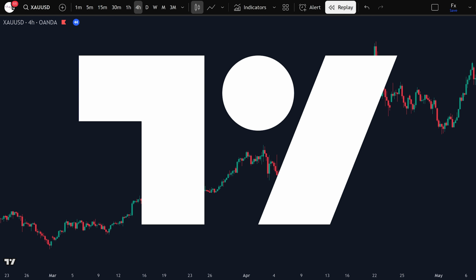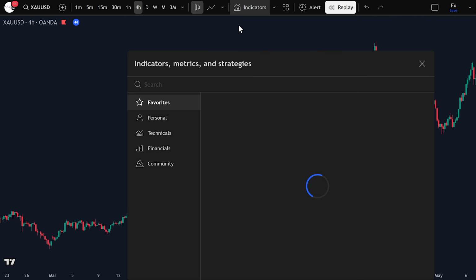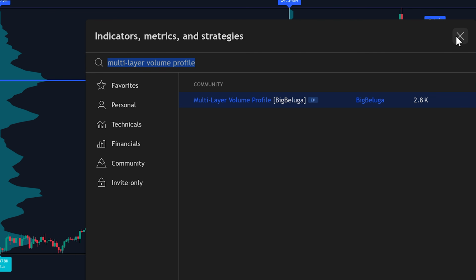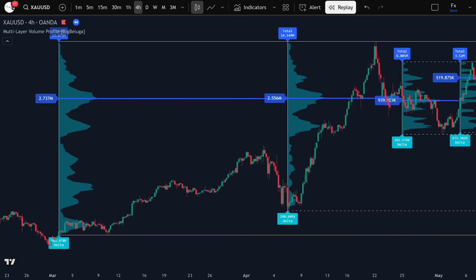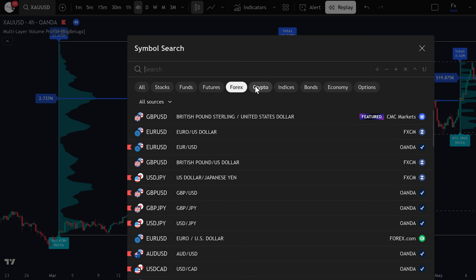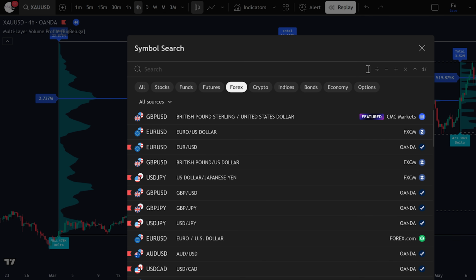To get started, open TradingView and click on the Indicators tab at the top. Then, search for Multi-Layer Volume Profile. It will be the one by Big Beluga. Select it, and it will be automatically added to your chart. Then, close the search box. One good thing about this indicator is that it works on any time frame of your choice. It can also be used to detect trades in crypto, stocks, or Forex.